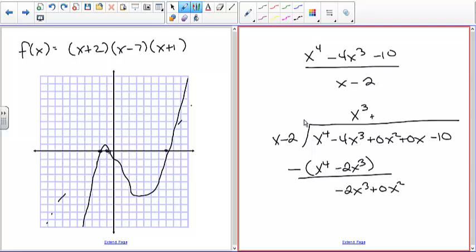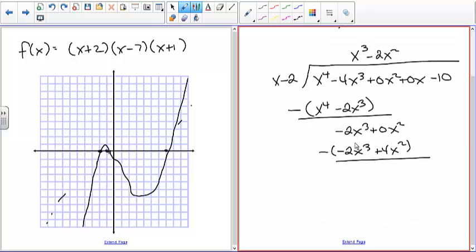What do we need to multiply x by to get negative 2x cubed? Which actually needs to have a negative sign here. So you get negative 2x squared. Negative 2x squared times x is negative 2x cubed. Negative 2x squared times negative 2 is positive 4x squared. Okay, we're really subtracting those. So that goes to 0, and then I'll have minus 4x squared. Bring down the next one, 0x.